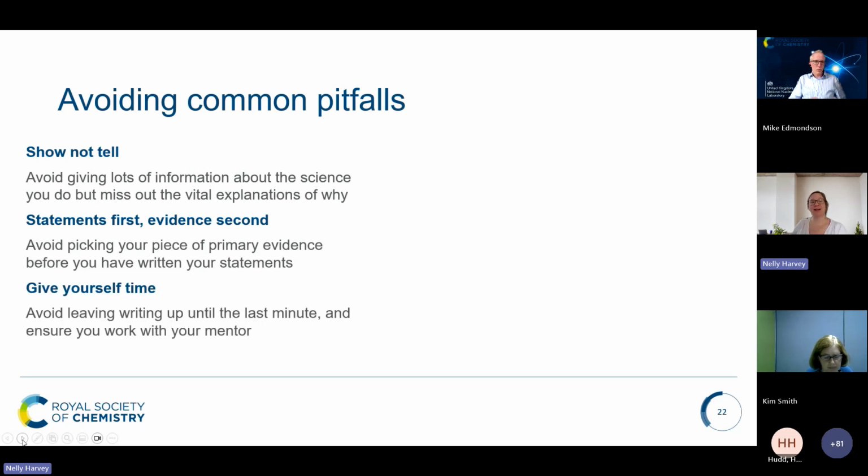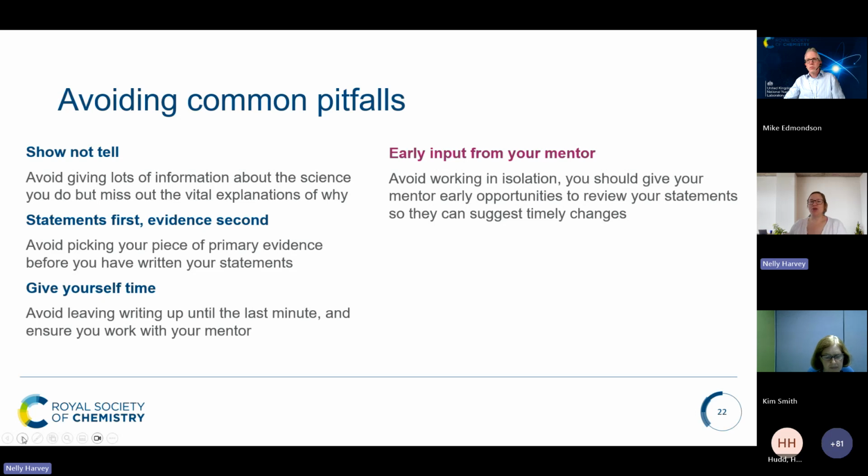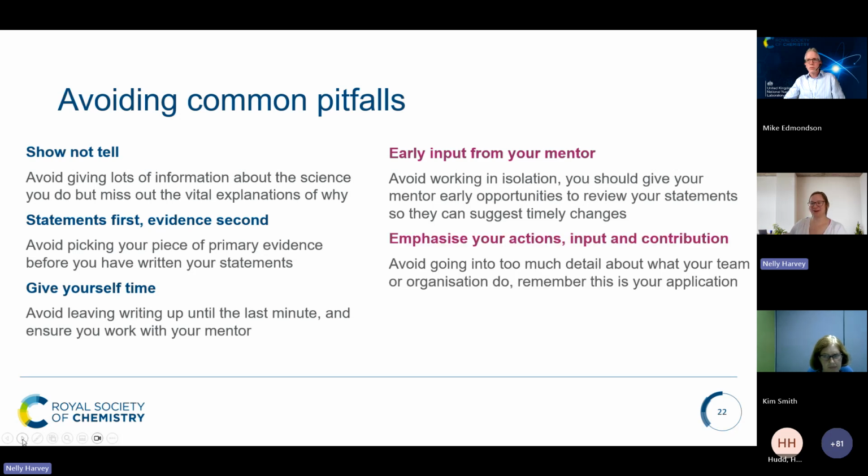Give yourself time. You don't want to just sit there doing nothing for 12, 24 months and all of a sudden decide that you now need to write all of your 14 attributes. The self-reflection works best if you do it little bit by little bit, every week, every month, or so on. You should have early input from your mentor. So as I mentioned already, avoid not ever talking to them. Make sure that you are chatting with them regularly.